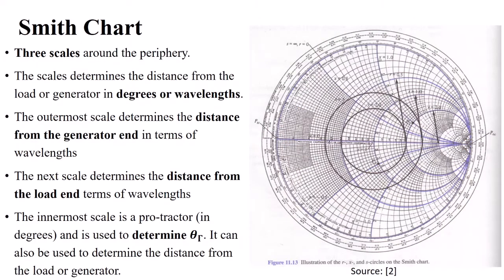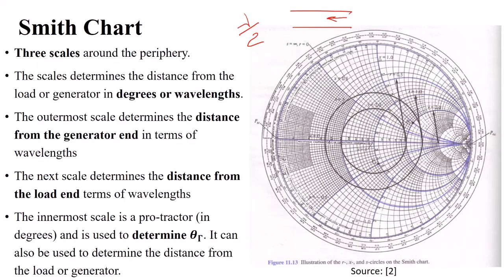Now here we have three scales. Generally, sometimes we have four scales also. One scale will give you the wavelength, because you know that as we move by lambda by 2 in the transmission line, from load to generator or generator to load, the phase may repeat and the magnitude remains constant.